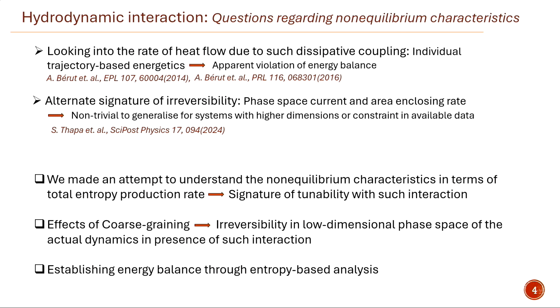Also, what will happen if we look into the system from a low dimensional phase space? Let's say we have many degrees of freedom, x1, x2 and a different degree of freedom, and we look into its effect in a low dimensional space only in x1 and x2. What will happen to the entropy production rate? And also we want to reinvestigate this energy balance with our entropy production based analysis.